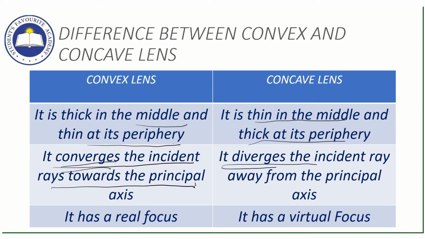Now convex lens has a real focus, whereas a concave lens has a virtual focus. Why virtual? Because actually the rays don't diverge from that point, but when you produce the refracted rays back, they will meet at this point, the focal point. So that is why it is a virtual focus.